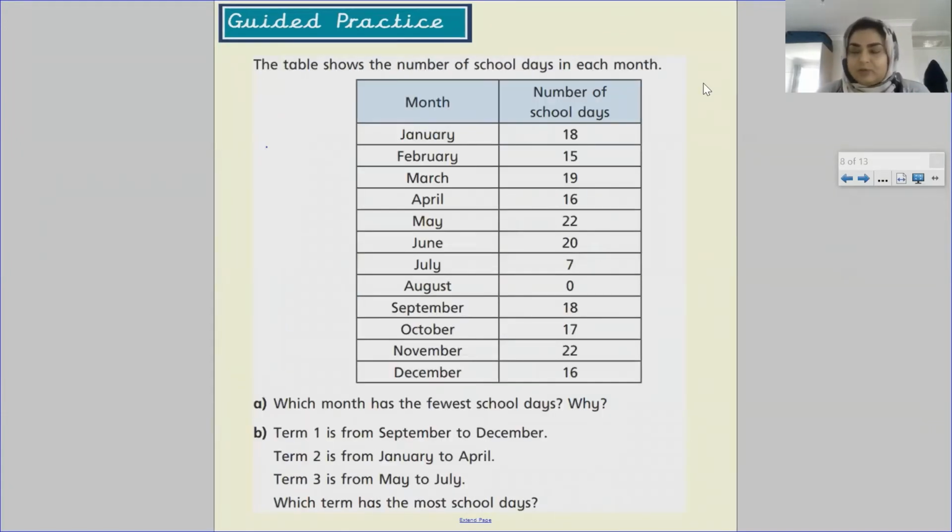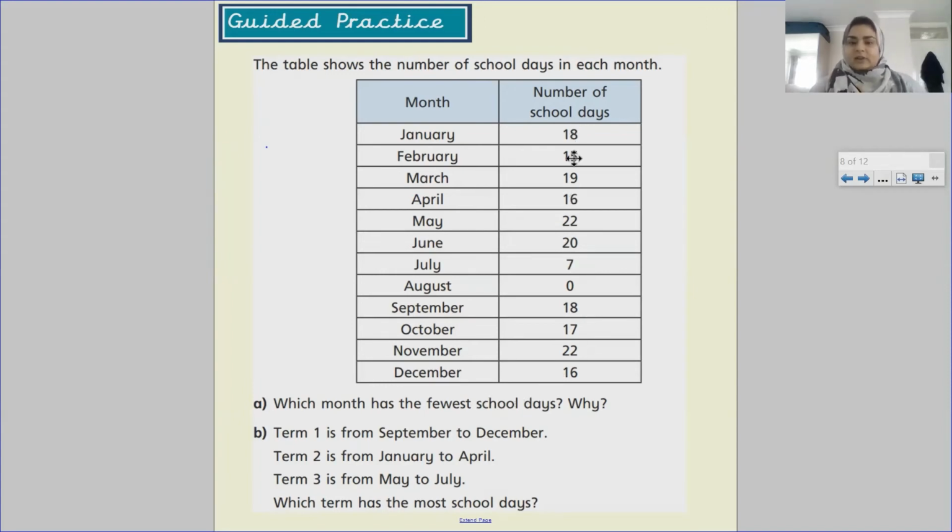Now, guided practice number 3. It says the table shows the number of school days in each month. So now you've got your months from January to December here, and how many school days there are in each month. It says, which month has the fewest school days and why? If you look at this data, you've got the months of the year from January to December, and then the number of school days.